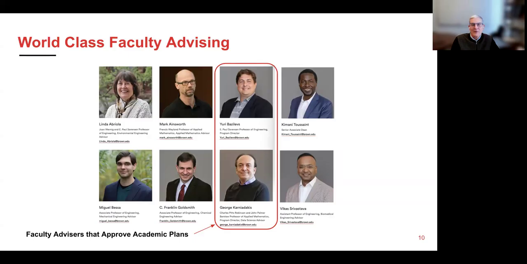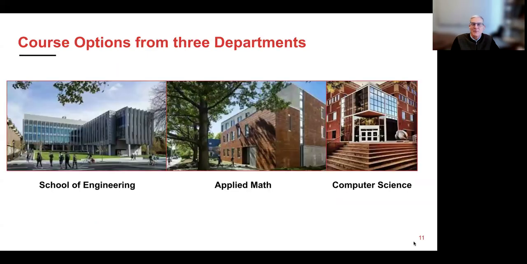Now, on the next slide, I wanted to emphasize that you have the flexibility to take courses from any of the different departments within Brown University. We have three main departments that people take courses from: School of Engineering, Applied Math, and Computer Science. We mandate that you take at least 2 courses from School of Engineering, 2 courses from Applied Math, and 2 courses from Computer Science. If you can convince your advisor to make a change, that's fine too. That's where we have tremendous flexibility.